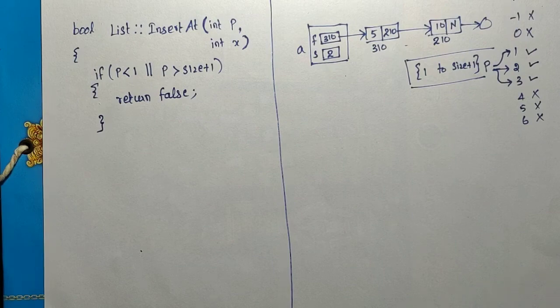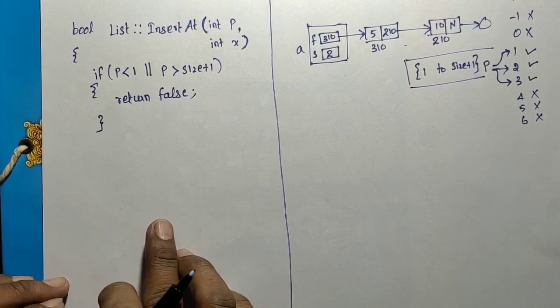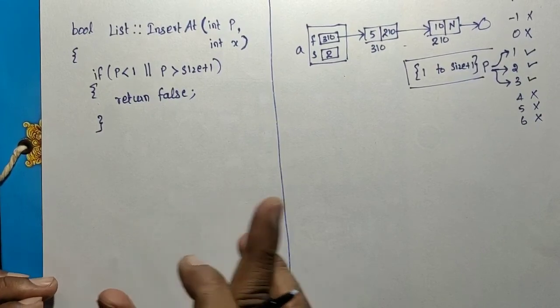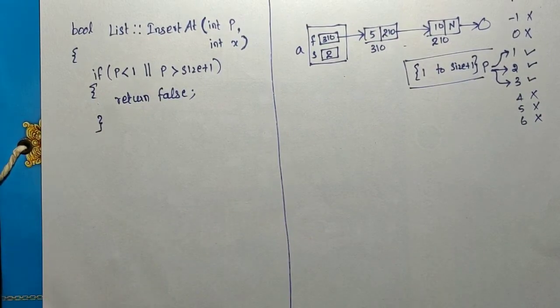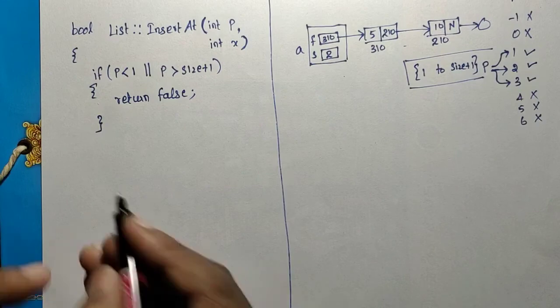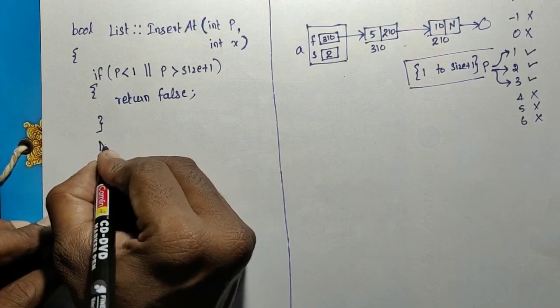Nothing to do. No need to create a new memory for the new node. The input is invalid, so return false. Otherwise the insertion is possible. Correct? So the first step in the insertion is creating a new node. So I have to create a new node.